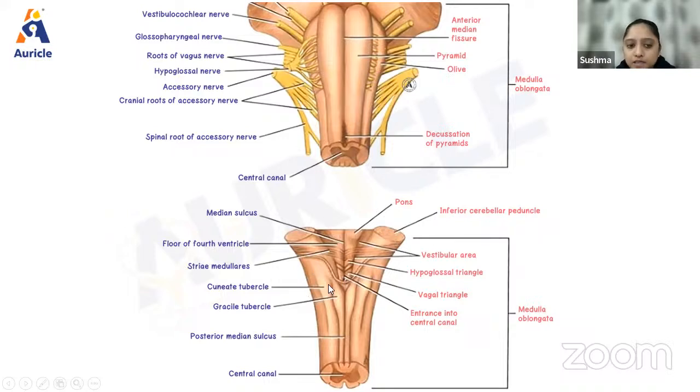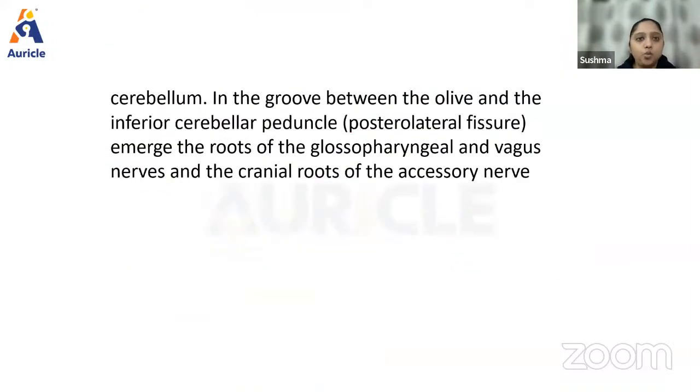Posteriorly, in the lower part, you see the cuneate tubercle and gracile tubercle, and in the upper part, we see the median sulcus, and then we have the hypoglossal triangle and the vagal triangle, and the striae medullaris separates the hypoglossal triangle from the vestibular area. Sulcus limitans is present in the pontine area. Sulcus limitans is the one that separates the alar plate from the basal plate in the developing neural tube, isn't it? Yes. Let's go back.